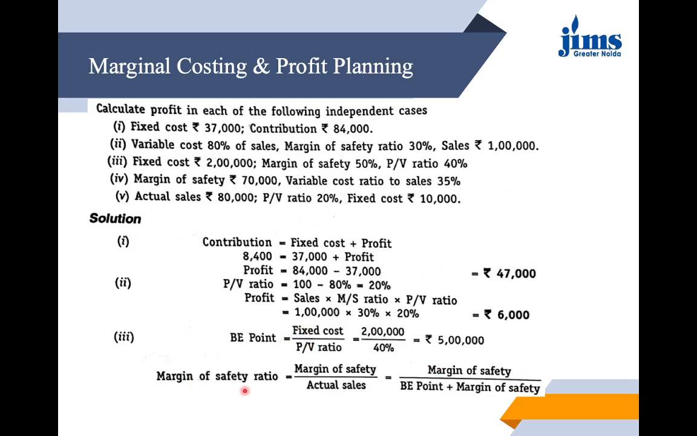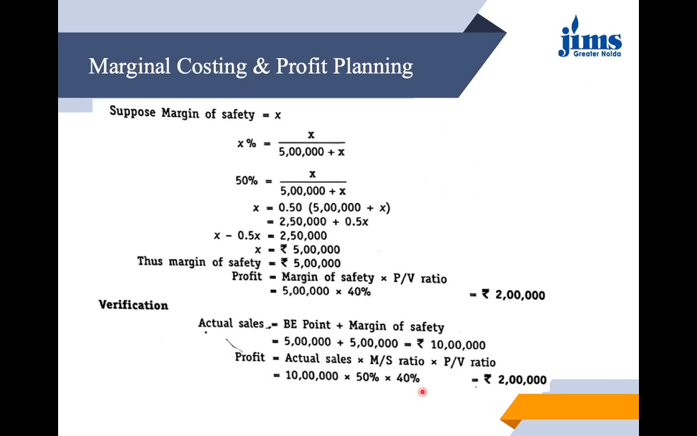Then margin of safety ratio is equal to margin of safety upon the actual sales, or you can even say that we can replace actual sales with break-even point plus the margin of safety. And when we put the values, assuming that margin of safety is x, we can find the value of x, that is coming out as 5 lakh. If margin of safety is 5 lakh, then profit can be easily calculated by multiplying it with PV ratio, that is 40%. We are able to find out the amount of profit, that is rupees 2 lakh.